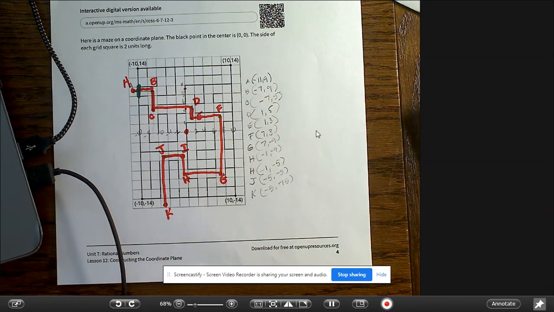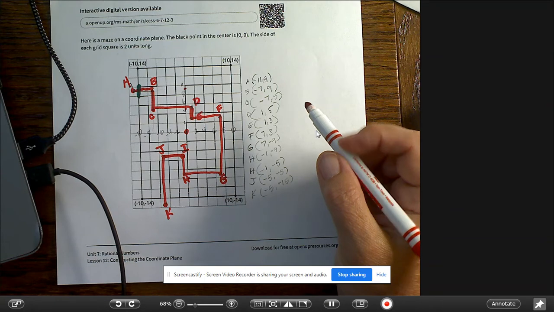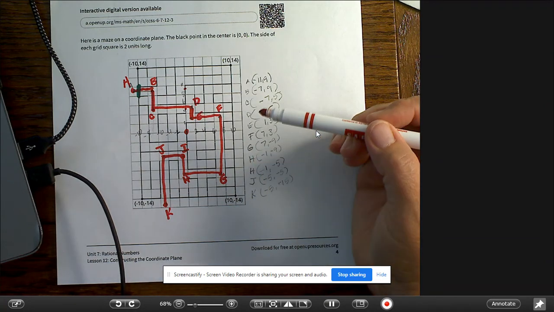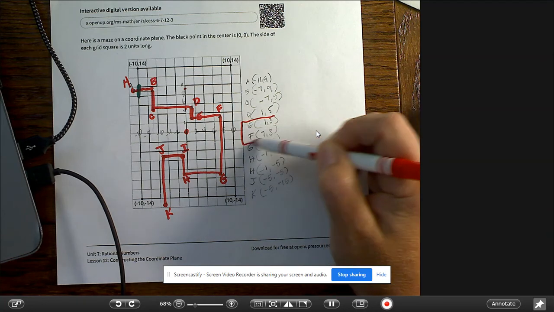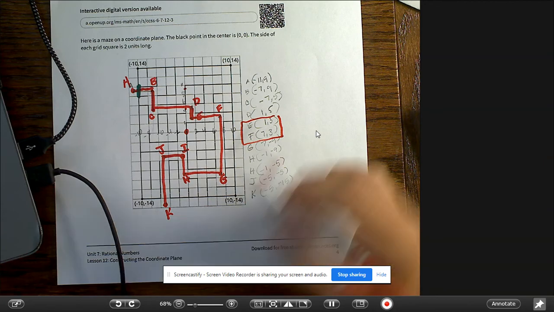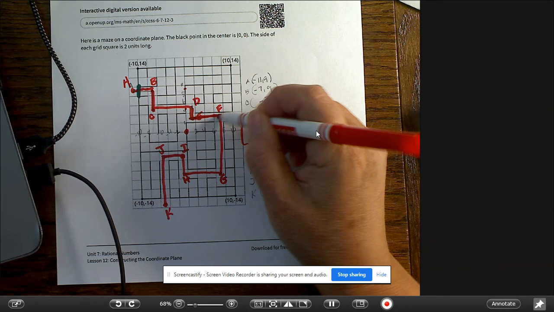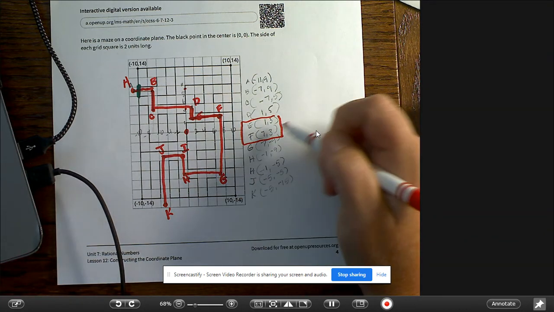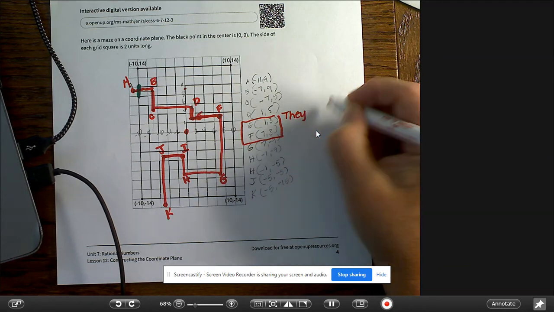And then choose any 2 points that share the same line segment. So I'm going to do E and F. So E and F is, this is called the line segment in between the 2 points. And what is the same about their coordinates? They both have the same y coordinate.